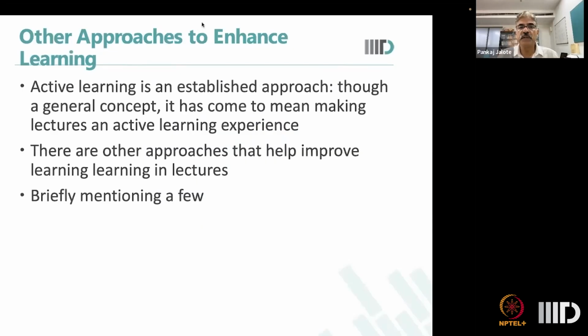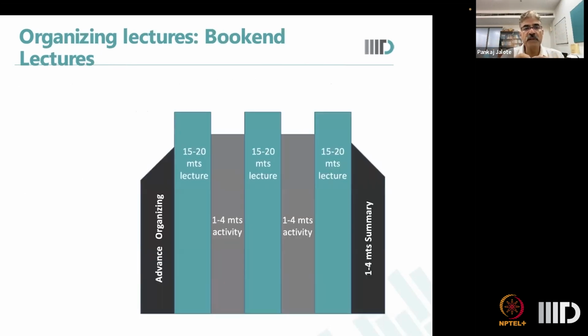So now let us just briefly discuss some other approaches to promote learning. We've discussed active learning in fair detail. I don't think we need to go too much more than that. There are other approaches that you can use to promote learning. Active learning is established as a general concept, though it is meant to mean now active learning in lectures. There are other approaches which I'm going to briefly mention.